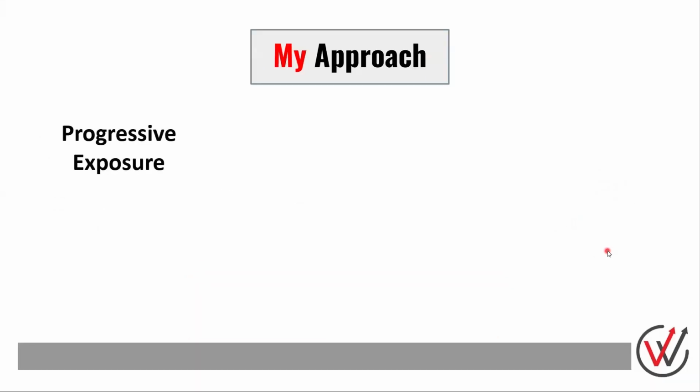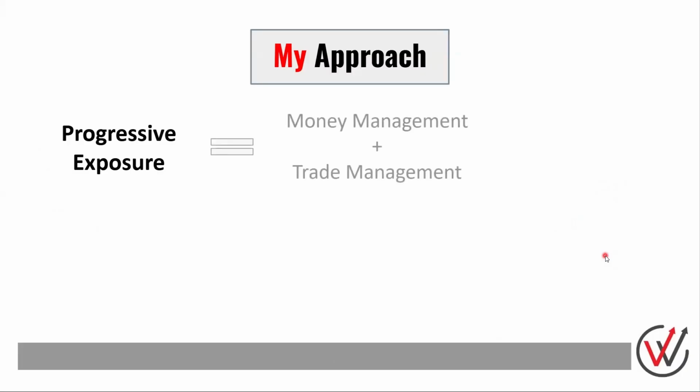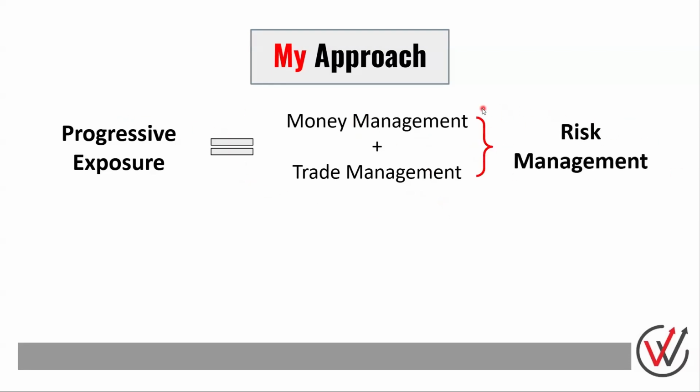For me, progressive exposure is money management and trade management. What is money management? What is trade management? We'll get to that in the next few slides. But for me, I divide the risk management into two parts. Risk management is a very broad topic, but in risk management, progressive exposure has two parts, that is one, money management and trade management.